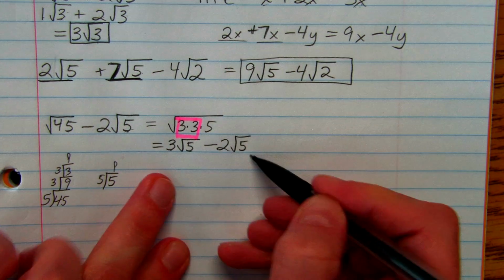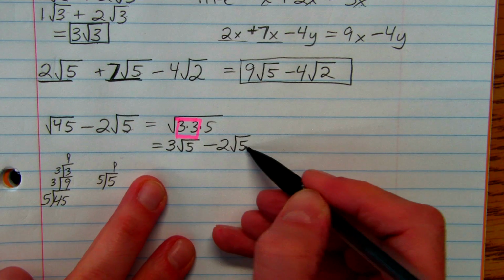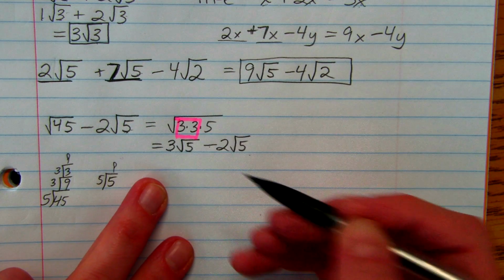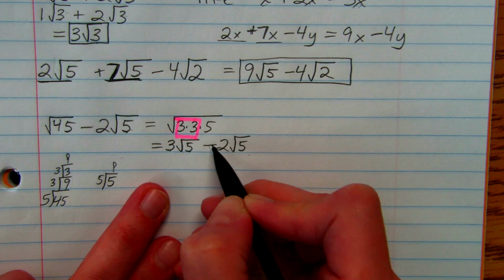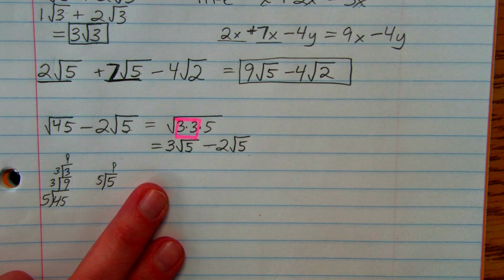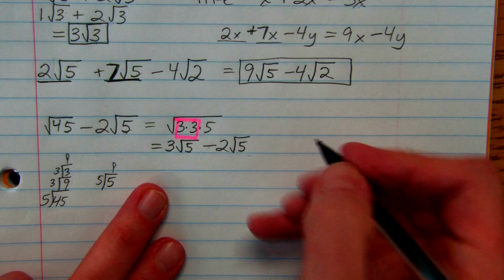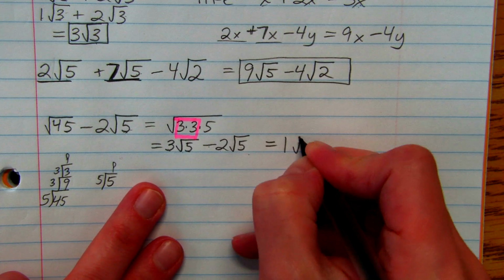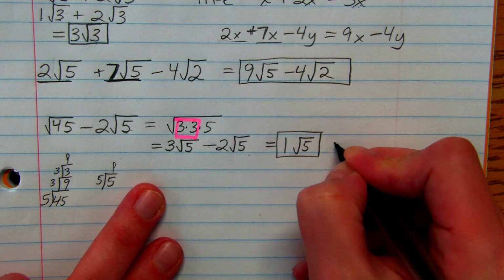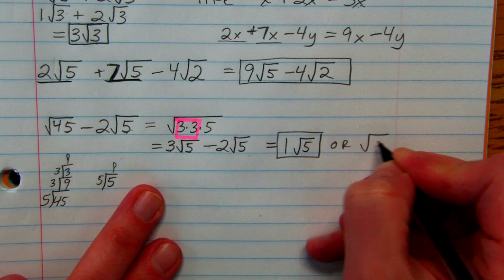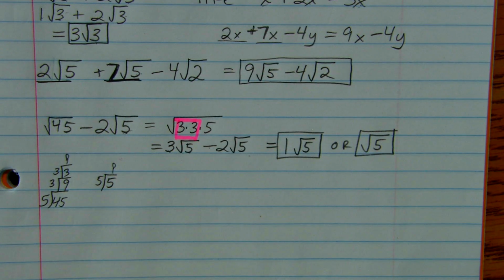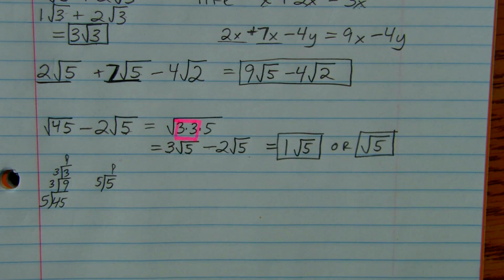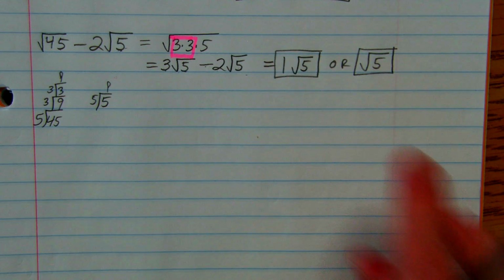So then we look at it and we ask ourselves, are these like terms? Can I subtract? Yes. So if I take 3 square roots of 5 and subtract 2 square roots of 5, how many square roots of 5 will I have? 1. So I can either write 1 square root of 5, or you can leave the 1 off and just make it square root of 5. Because if there's one of them, it doesn't have to have a coefficient. Just like 1x and x would be the same thing. You could write those either way. And when we're grading assignments, I would take those either way.